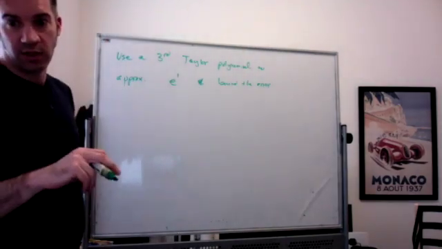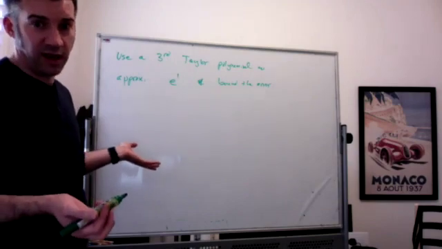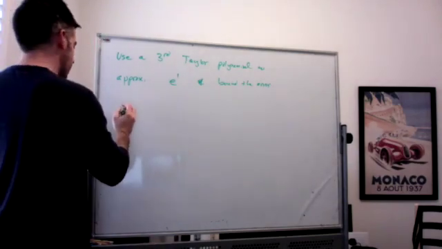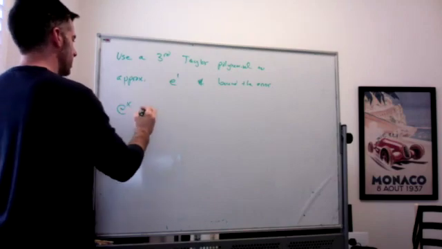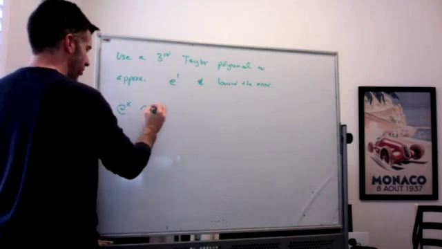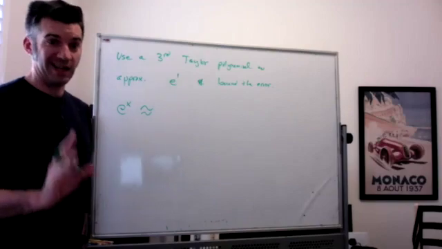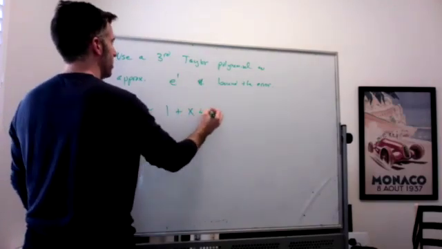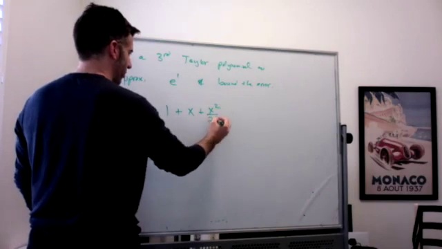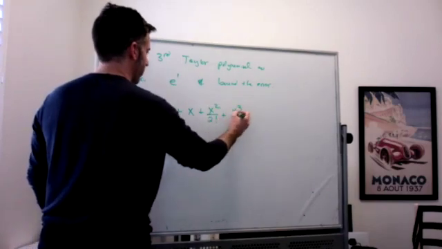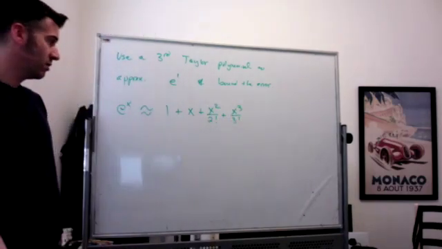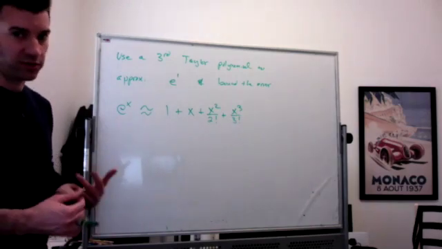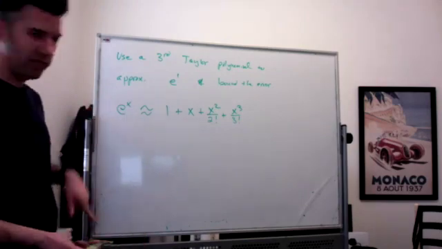Okay, so we're going to pick e to the x. We're going to use the Maclaurin series, centered at 0. So we know that e to the x is, I'm going to say approximately because I'm only using a finite number of terms, 1 plus x plus x squared over 2 factorial plus x cubed over 3 factorial. That is my third degree Taylor polynomial centered at 0, or my third degree Maclaurin series for this function.